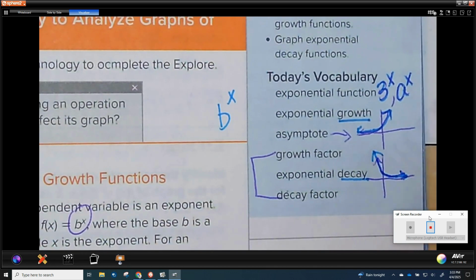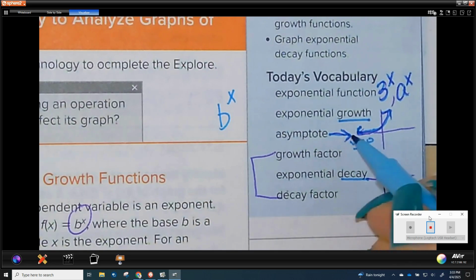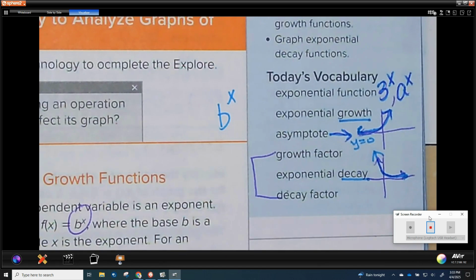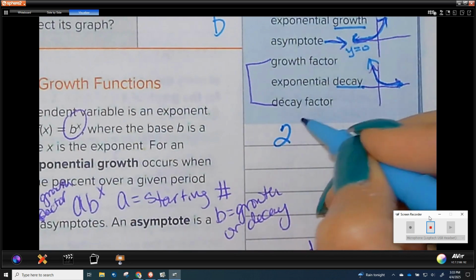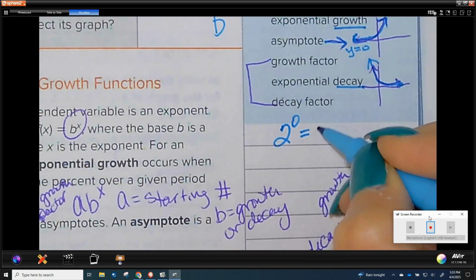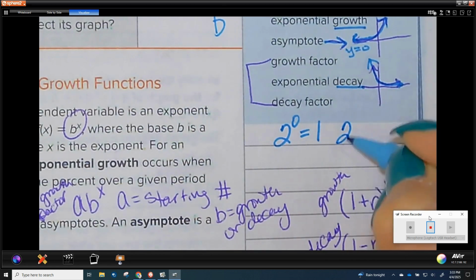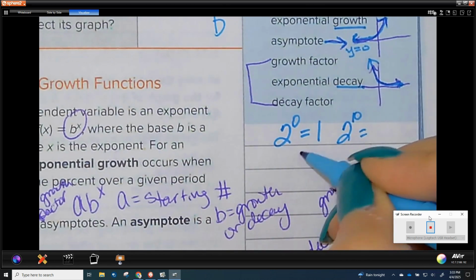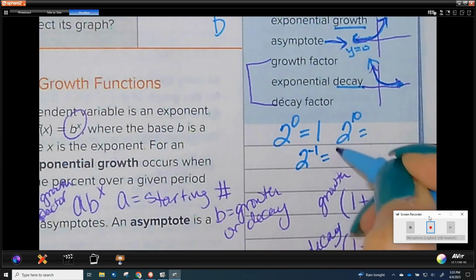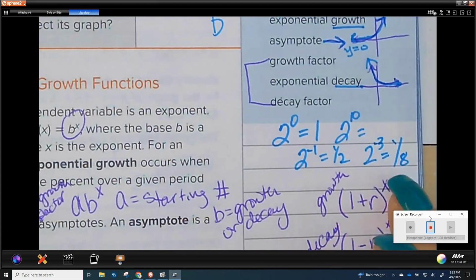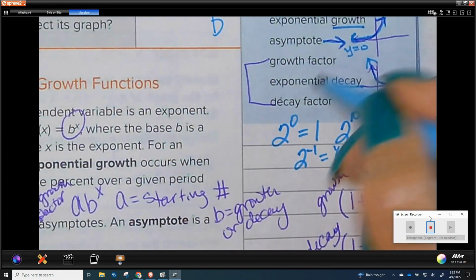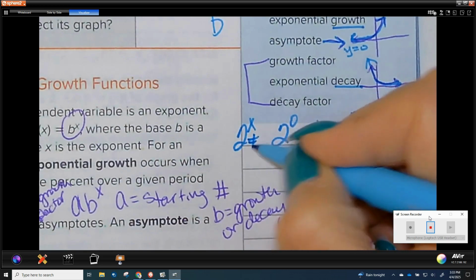Both of them have an asymptote, and it's y equals 0, because it gets really close to the x-axis, but it never equals 0. Why is that? Because no matter what number I put in, it will not equal 0. 2 to the 10, of course, is a really big number. But if I go negative, 2 to the negative 1 is 1/2, and 2 to the negative 3 is 1/8. So it starts getting smaller and smaller, but 2 to the x will never be 0.